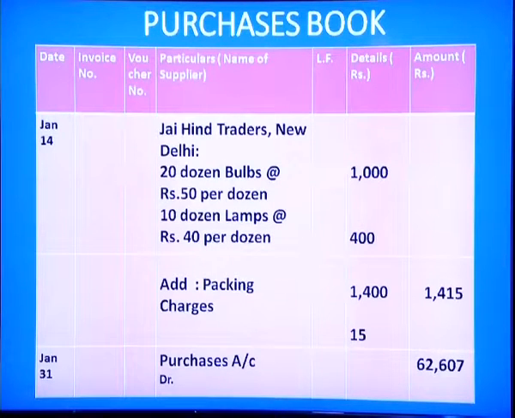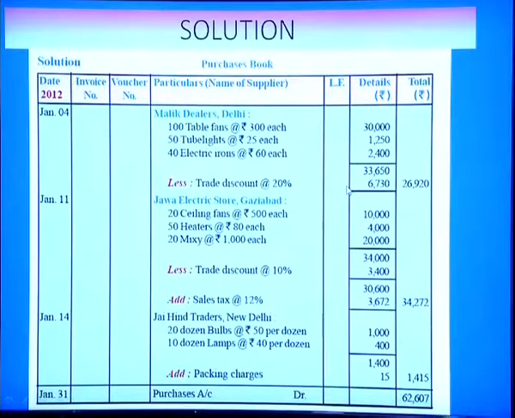Similarly, we will write the name of the next supplier, Jai Hind Traders, with the details and amounts. And here we are adding the packing charges. After totaling all these things in the amount column, that is including the packing, in the last column, as a last item, we have to total the amounts, and you have to write purchases account debit. That will be written at the end of that particular month. One more PPT including all the items.